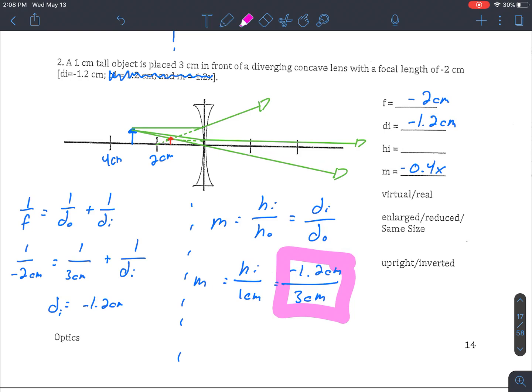Then we can solve for our image height. Plug that into our calculator, and we get, again, because it's a 1 centimeter tall object, just a coincidence, 0.4 centimeters. And this is going to be a virtual image because the light actually does not converge. It is going to be reduced, and it is upright.